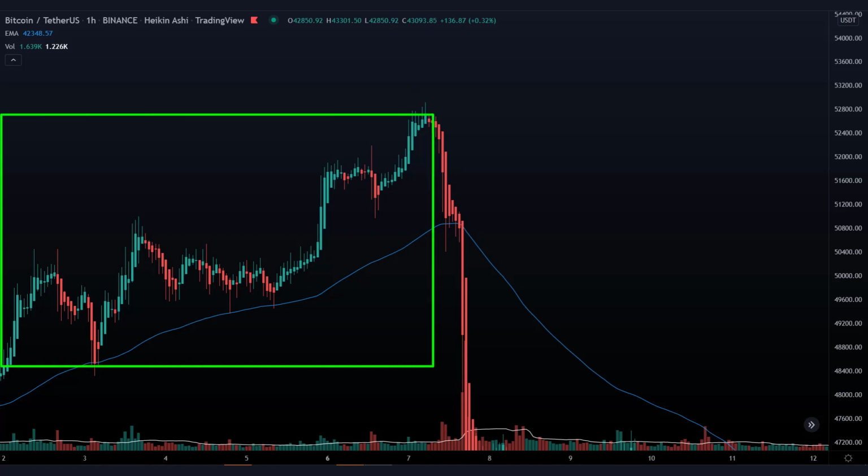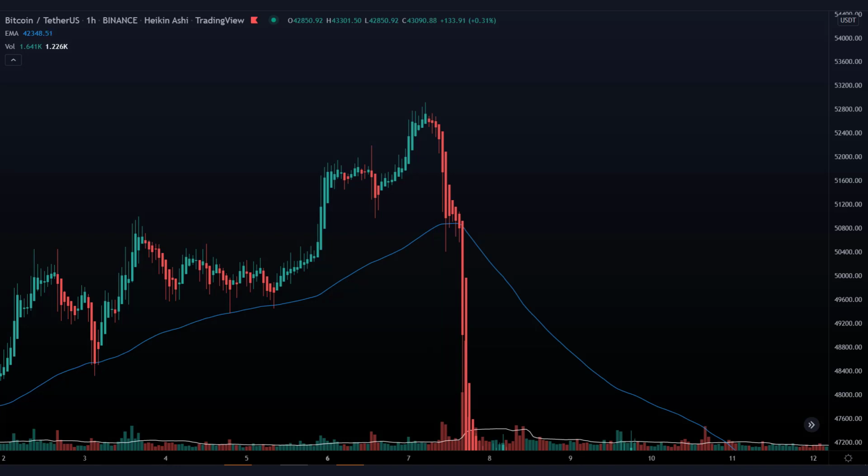Here on the chart you can see that the price moves above the moving average indicator. This means that the price is moving in an uptrend and we can wait for a pullback towards the moving average line to potentially buy a position.